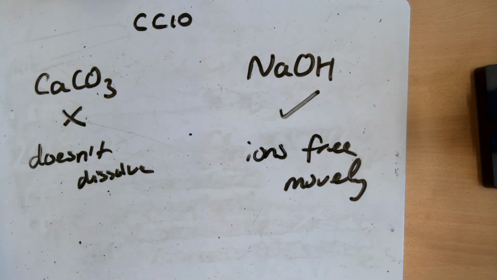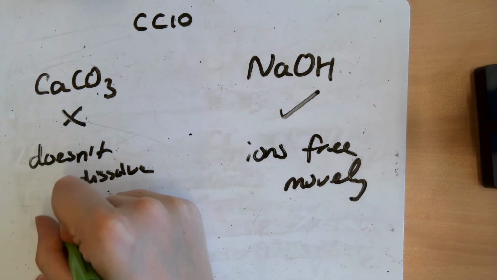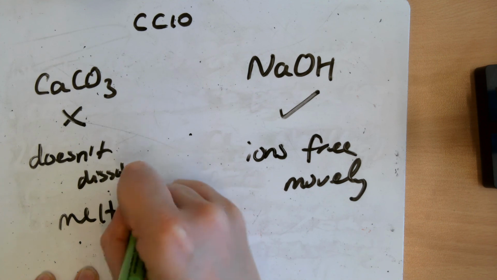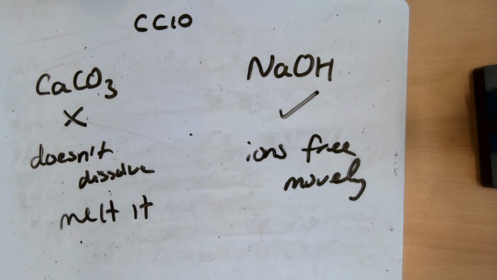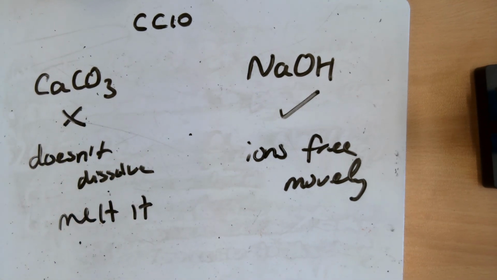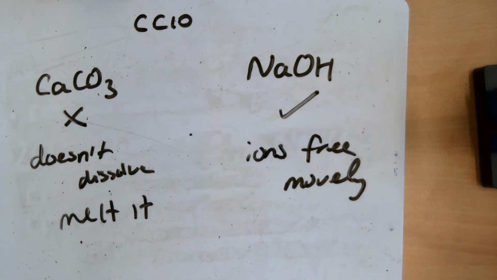They could also ask you, well, what could you do to calcium carbonate? If it's not dissolving in water, what else could you do to get it into liquid form? And the answer there would be you would melt it. If you melt it, the ions will be able to move freely, and then it will be able to conduct electricity. The problem there, though, is ionic compounds have very high melting points due to the strong electrostatic force of attraction between oppositely charged ions. It would require quite a lot of energy to melt the calcium carbonate.